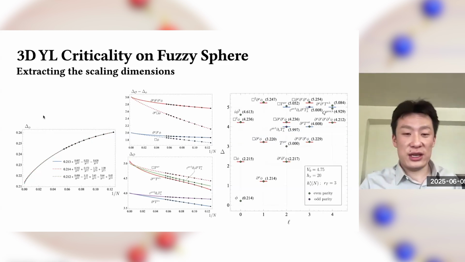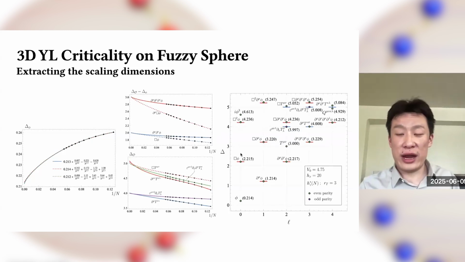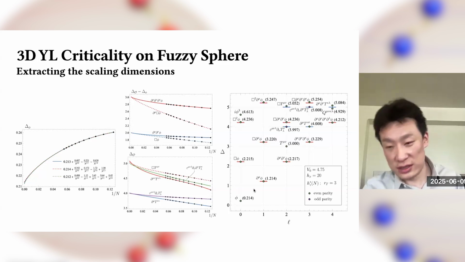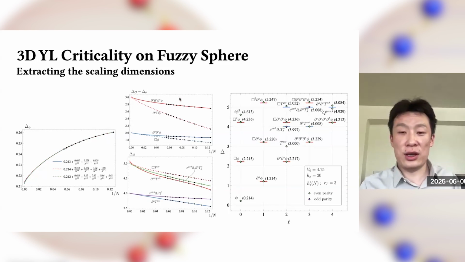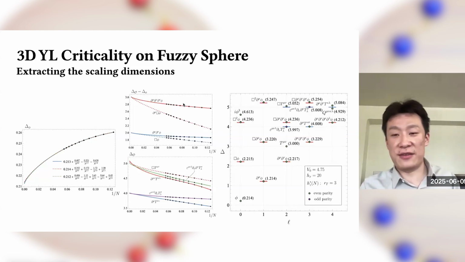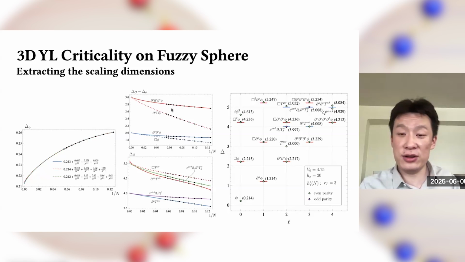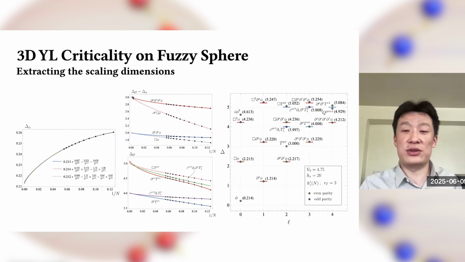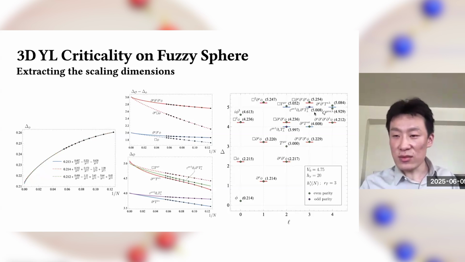Then we perform this type of analysis on every single eigenvalue that we can resolve. Remarkably, we see that most of these descendant operators could have various different sizes of finite size error. But once you do this fit, they all converge to almost exactly integers above the corresponding primaries. And that gives us the right plot.